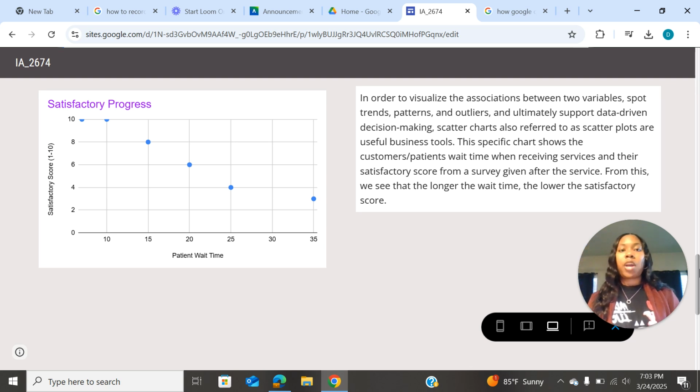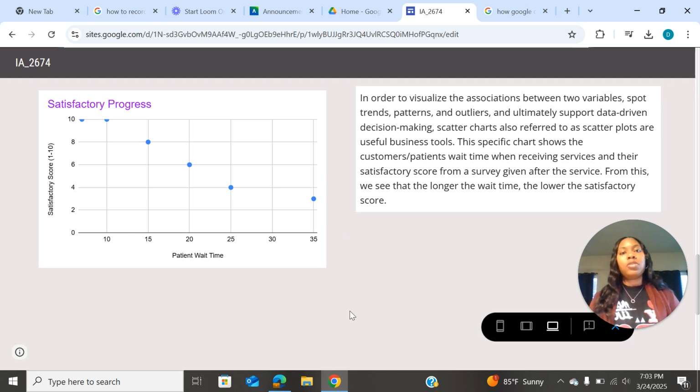This specific chart right here shows the customer and patient's wait time when receiving services and their satisfactory score from a survey which is given right after the service. From this, we can see that the longer the wait time, which shows the increase right here, the lower the satisfactory score. When the patients had shorter wait times, they had a higher satisfactory score.